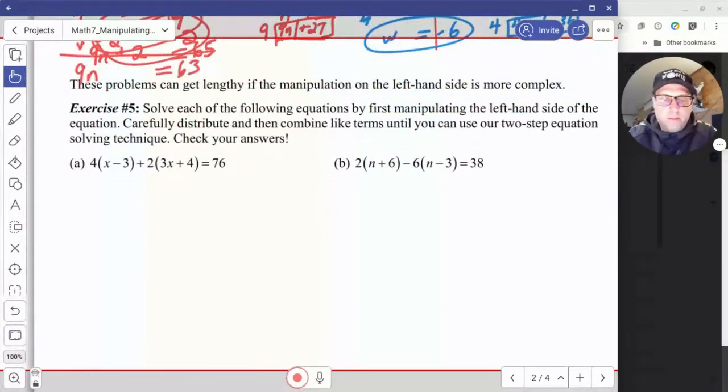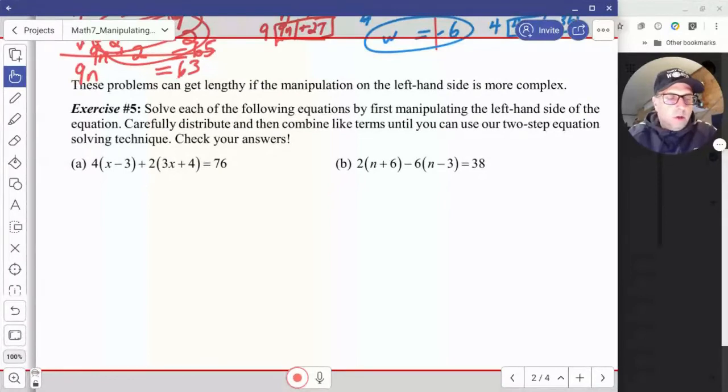Okay, Exercise 5. Here we go. I would still kind of call this a 4-step equation. Each of them looks like 4 steps, but they're a little bit harder 4-steps because they not only have a distribute step, they actually have 2 distributes. Each one has 2 distributes.